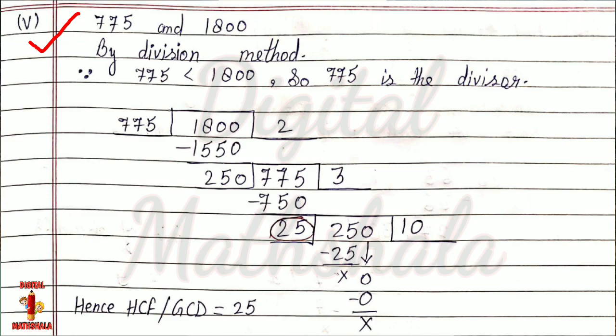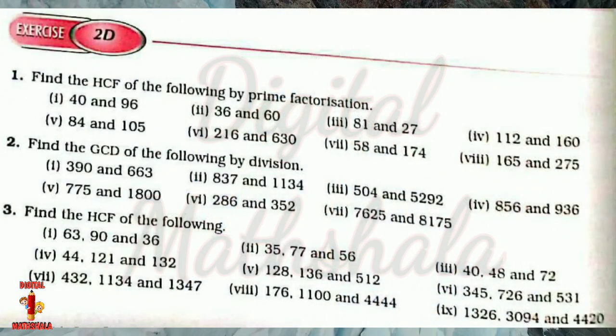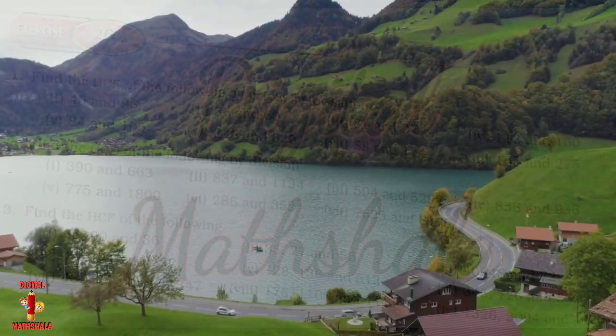I hope you understand. Now we are moving to the next option, option number 7. Now the part number 7, 7625 and 8175. These two numbers are given and now we will find out the GCD of the given numbers. Let's have a look.